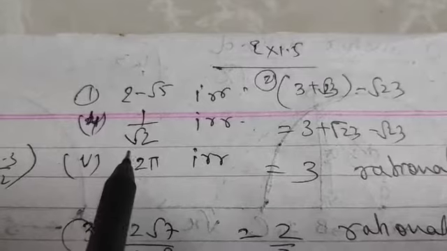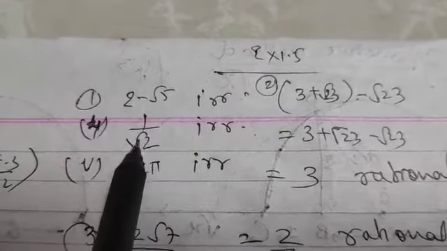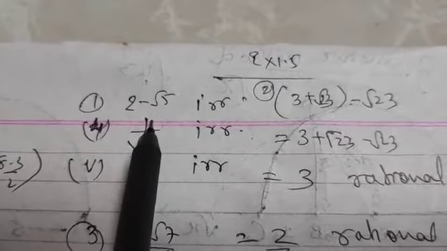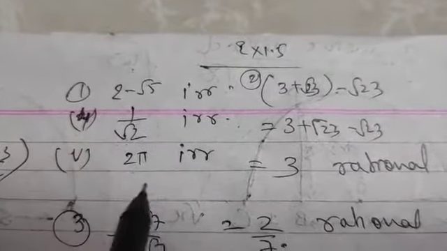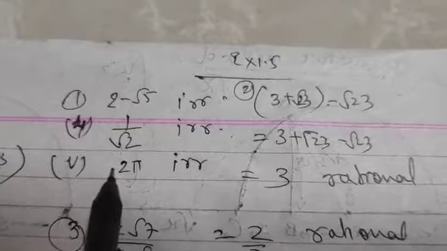1 upon root 2 is again an irrational number because even if you rationalize the denominator, you will still have an irrational number in the numerator. So this is entirely an irrational number. 2 root 5 is also an irrational number.